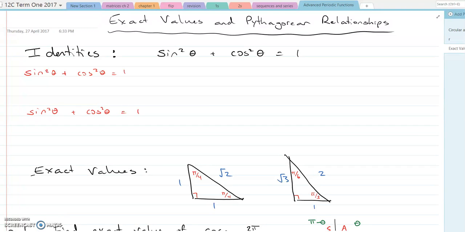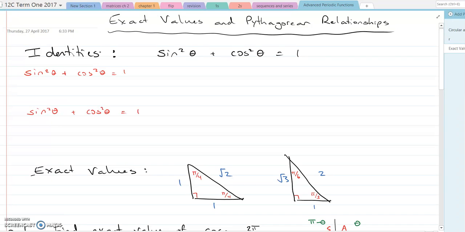Exercise 7b, exact values and Pythagorean relationships. Alright, here we go. Identities. We've got the main identity: sine squared plus cos squared equals 1. From this identity we can actually get two more identities.